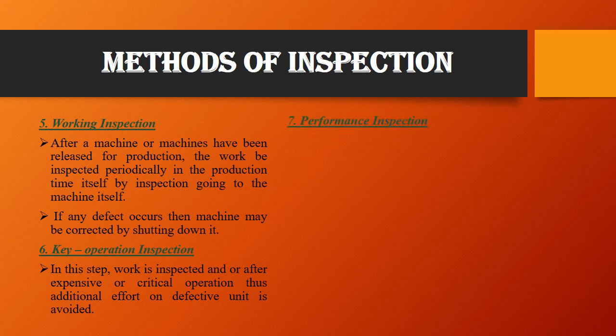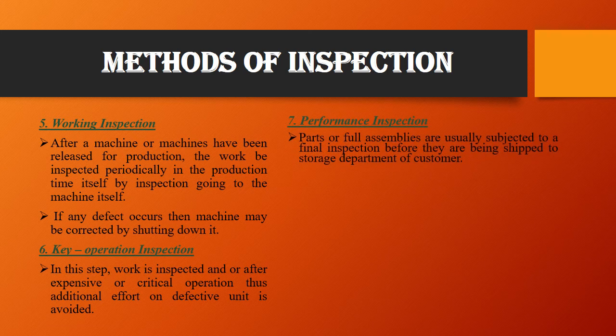Seventh one is performance inspection. Parts or full assemblies are usually subjected to final inspection before they are shipped to the storage department of the customer. This can be functional inspection or efficiency inspection. Efficiency inspection is carried out in case of equipment like pumps.